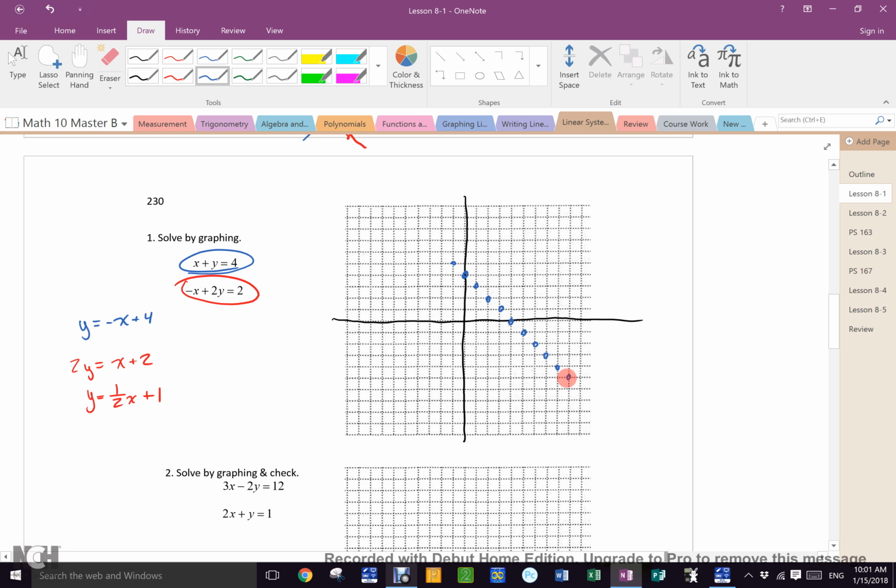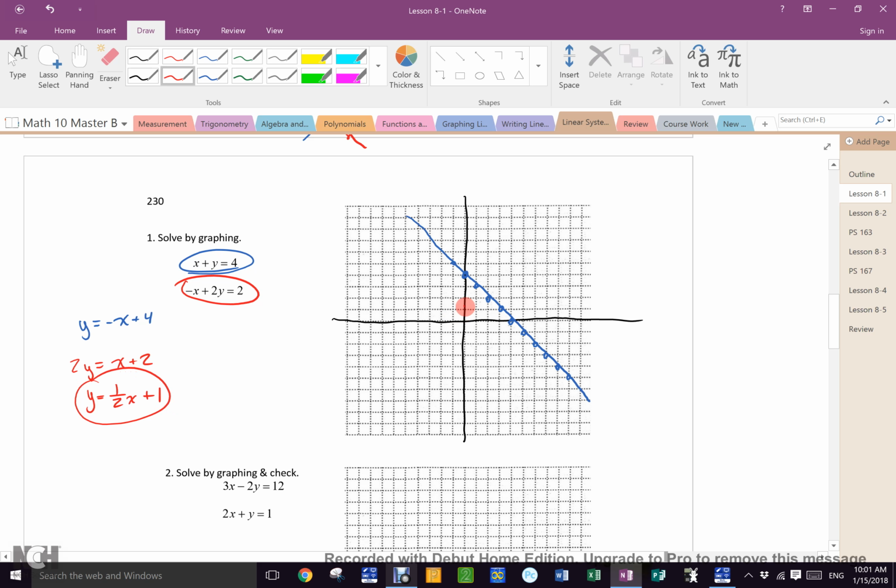Is everybody cool? Everybody's good? Now, I can connect that line, can I not? Yeah, because it's continuous data. So I'm going to go ahead and sketch in that line. Everybody good? Now, the red one, I'm going to do the same thing.